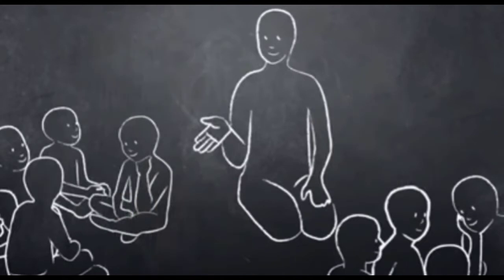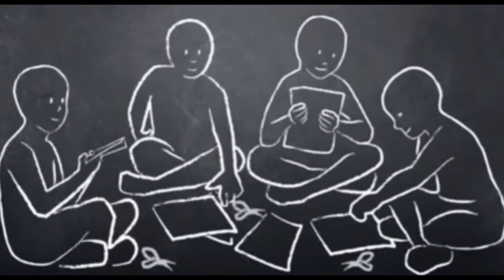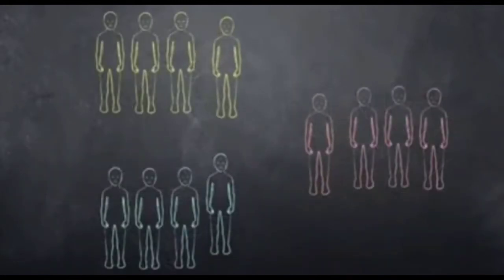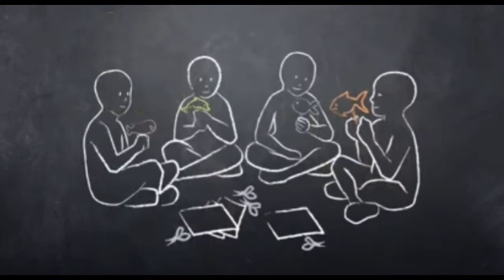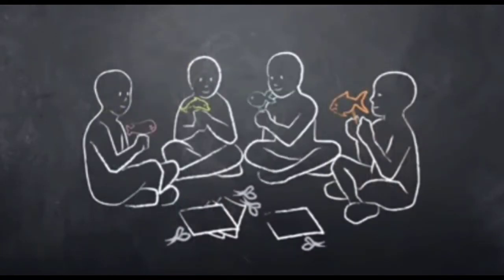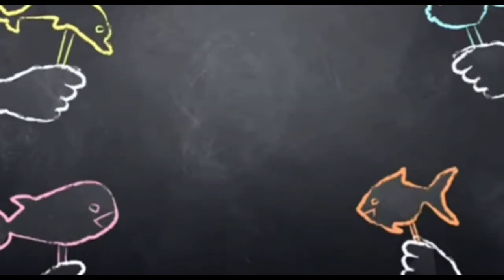So in cooperative learning, the teacher puts students in groups, lets them take the lead in doing the activity, and changes the groupings for different activities. This method helps students learn about sharing, getting along with others, and working together.